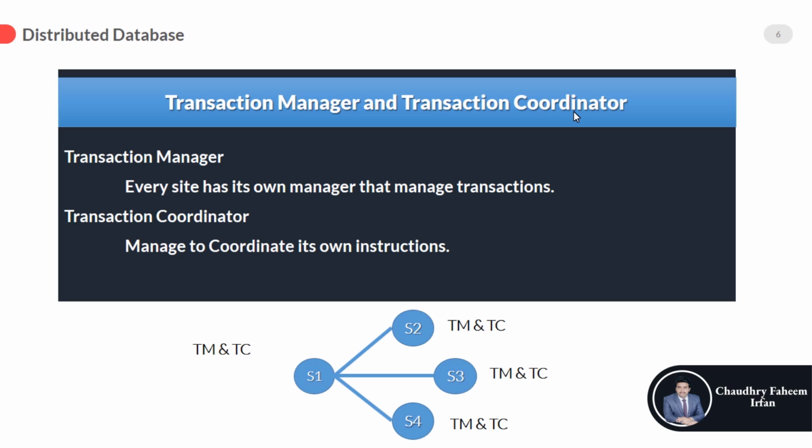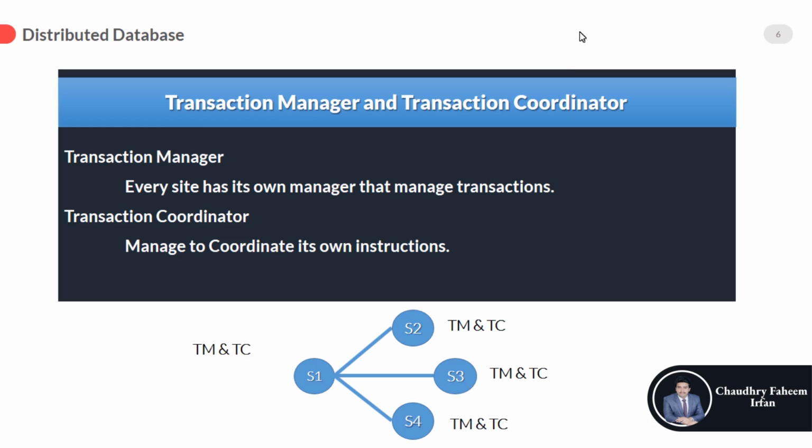Transactions come in bulk. How can a site manage transactions? Simply, every site has two components, which are TM and TC. For example, for TM, any site can send transactions to site 1, so the transaction manager helps to execute those instructions or transactions. For example, for TC, site 1 sends transactions to all the sites, so the transaction coordinator will take care of those transactions, meaning those initiated by site 1.